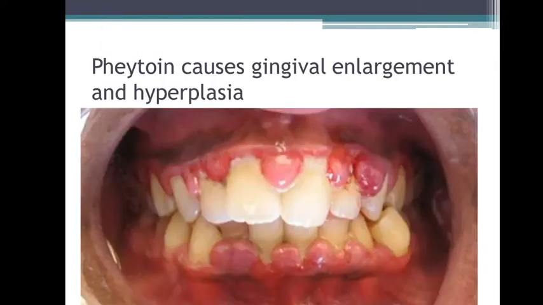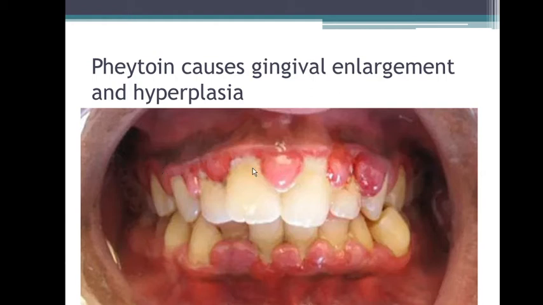Phenytoin causes gingival enlargement. This drug, which is used for epilepsy. Can you see the gingival enlargement? And this leads to bleeding. The gingiva is swollen and really painful, and it will bleed on brushing, or on its own, and we call it gingival hyperplasia. This is another word for gingival enlargement. We call it gingival hyperplasia.